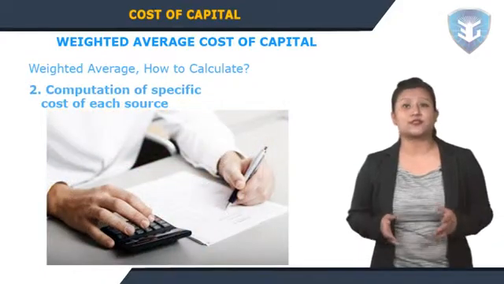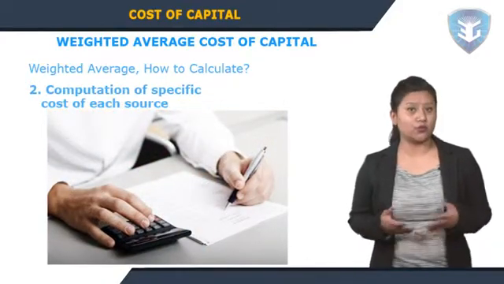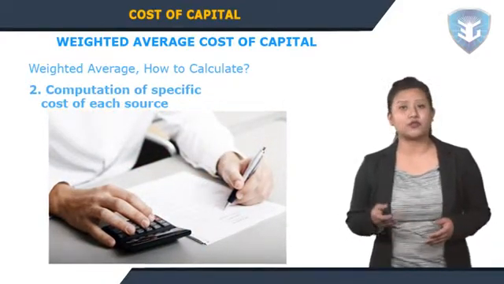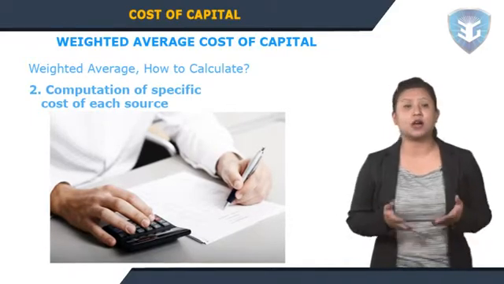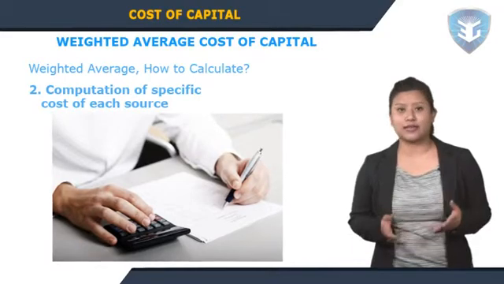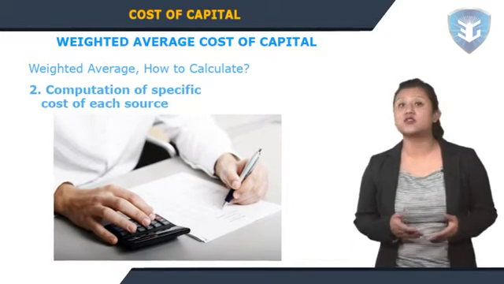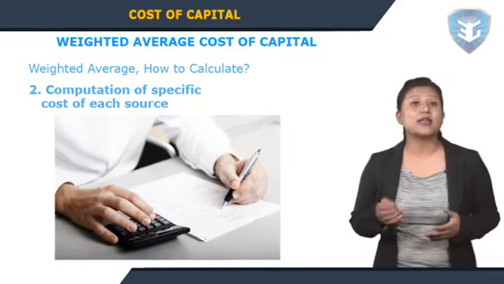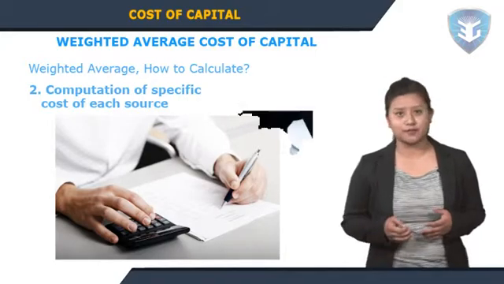Computation of specific cost of each source. After assigning the weight, specific cost of each source of capital, as explained earlier, are to be calculated. In financial decisions, all costs are after-tax cost. Therefore, if any source has before-tax cost, it has to be converted into after-tax.